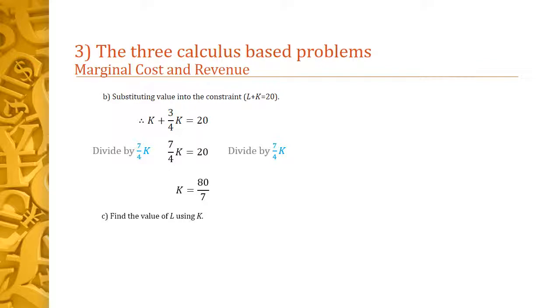Now that we've got the K value, we need to find our L. Again, using the constraint that was provided, if we do so, we'll end up with 80 on 7 for the K constant plus L to give us 20. So we just minus 80 on 7 to give us the L, equaling 60 on 7.